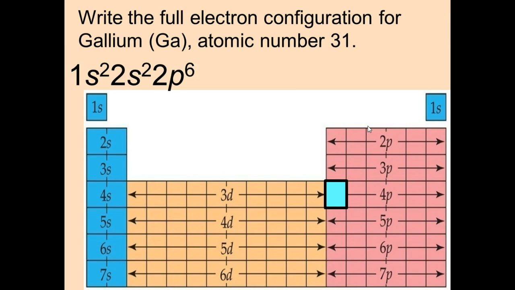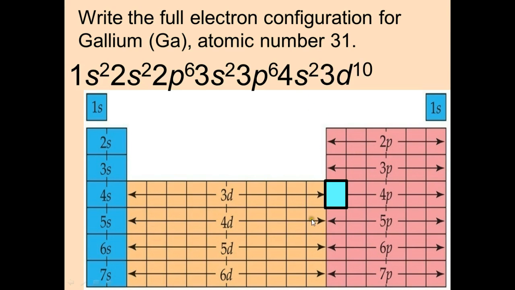Then we go to 3s and we passed 2 boxes, so 3s2. Then we go to 3p, past 6 boxes again, so 3p6. Then we have 4s, we still pass 2 boxes, so 4s2. Then we have 3d and we pass 10 boxes, so 3d10. And then we have 4p and we only have 1 box to get to gallium, so we have 4p1.